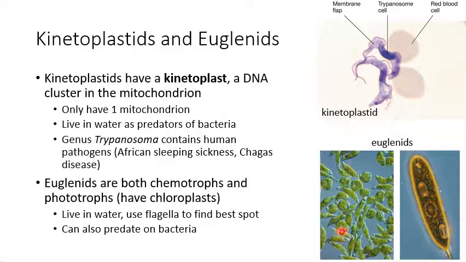So here are a couple of images of Euglenids, and in these ones you can actually see that they're green from their chloroplasts.